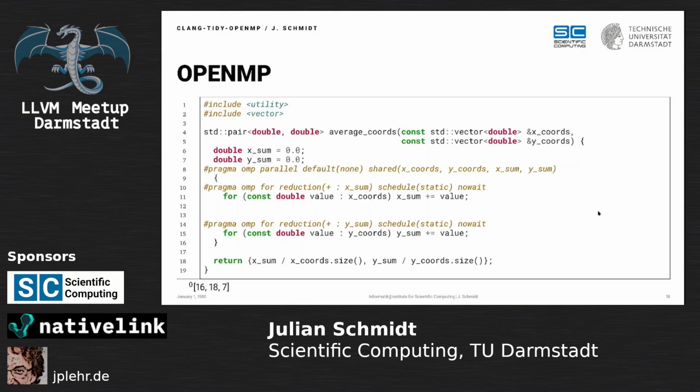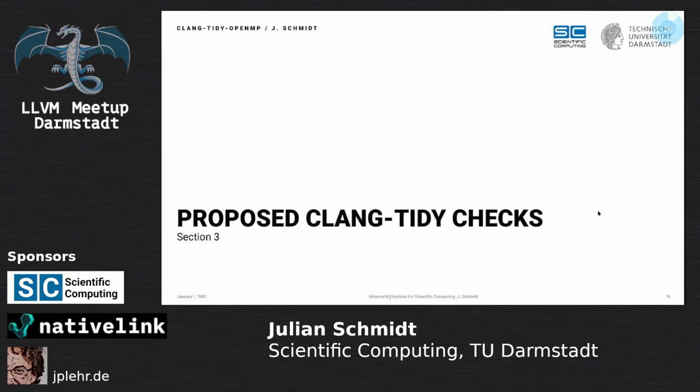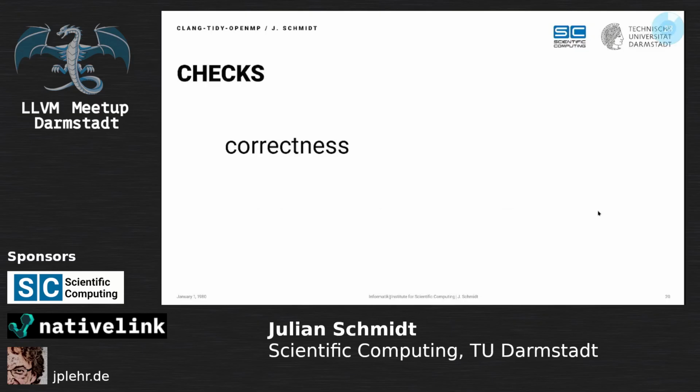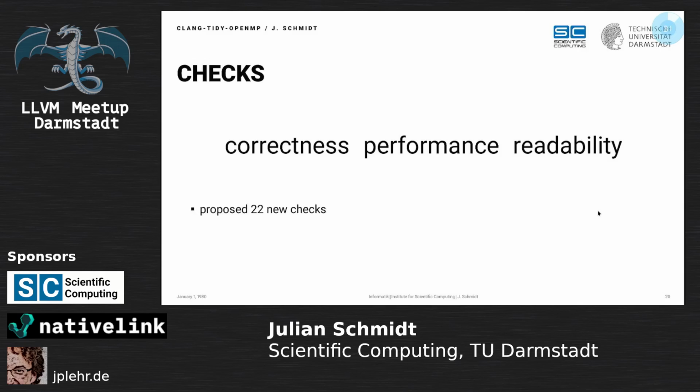So that's basically the direction that all of this should go in, and I've proposed in my thesis 22 new Clang-tidy checks in the categories correctness, performance, and readability. And of those 22 checks, there are 15 that are somewhere between partially and fully implemented. The rest are not implemented at all.